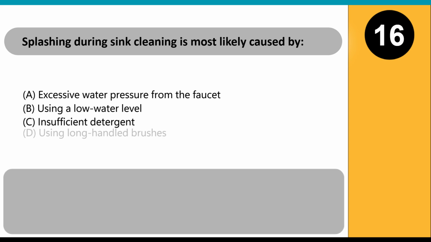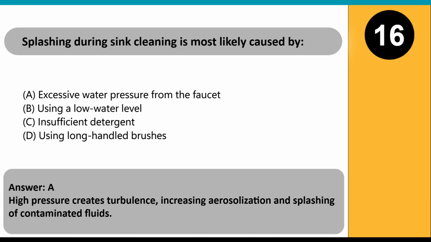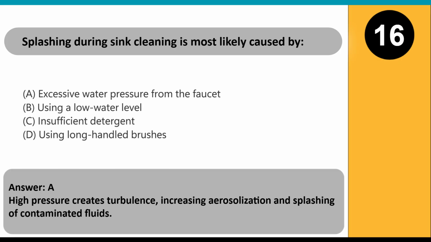Splashing during sink cleaning is most likely caused by: A. Excessive water pressure from the faucet. B. Using a low water level. C. Insufficient detergent. D. Using long-handled brushes. Answer A. High pressure creates turbulence, increasing aerosolization and splashing of contaminated fluids.